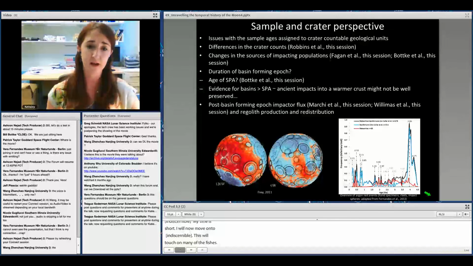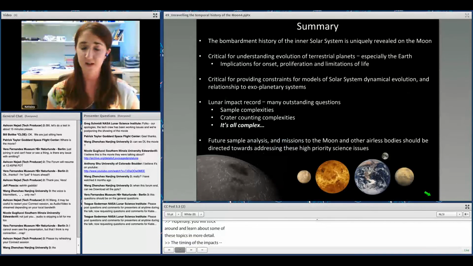So the actual timing of the impact from studying crater counts of the lunar surface itself, and by going back and addressing some of the samples in a bit more detail.